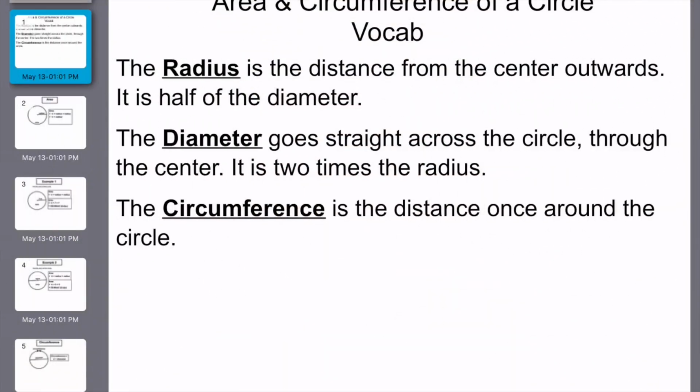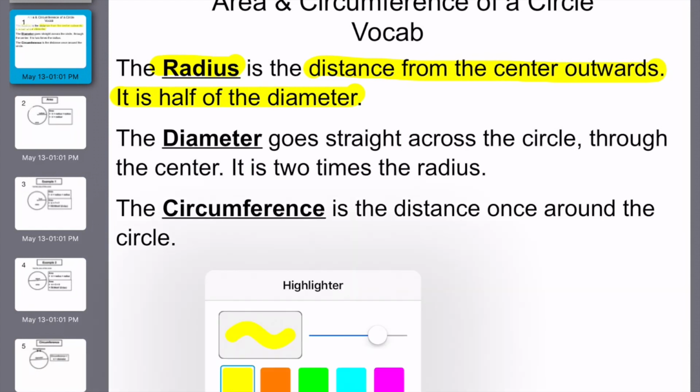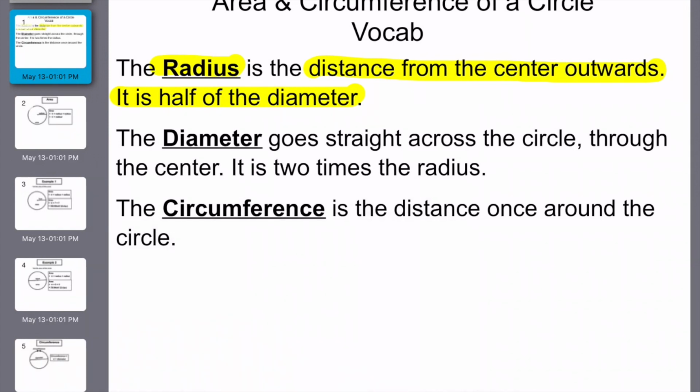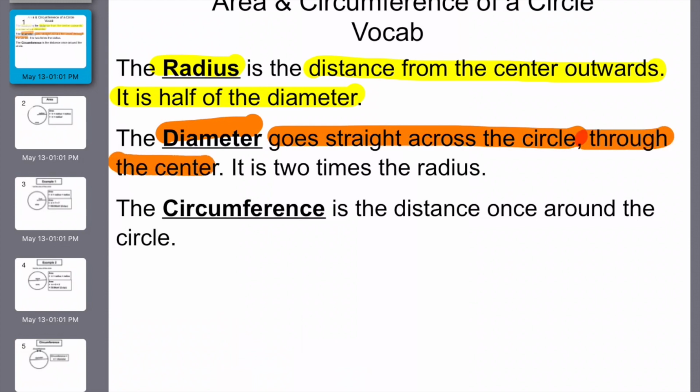About area and circumference of a circle, we need to know some vocabulary going forward. So, a circle will have a radius. The radius is the distance from the center of the circle all the way to the outer ring. And I can tell you that the radius is half of the diameter. A circle will also have a diameter, which goes straight across the circle from one end through the other, exactly through the center. Okay? And I can tell you that the diameter is 2 times the radius.